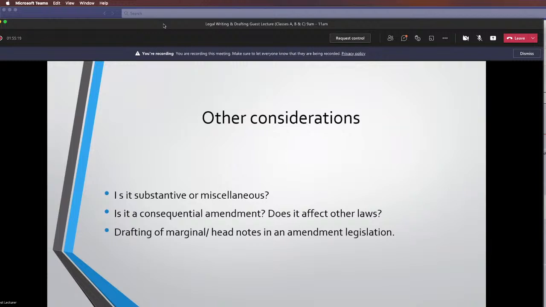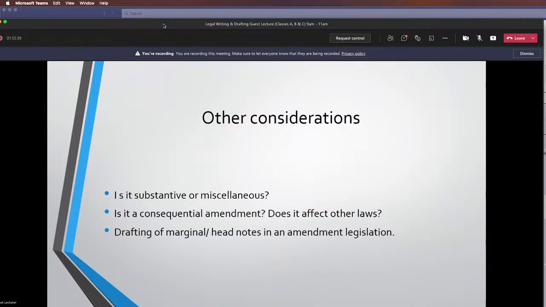We can have land laws amendments. We take all the laws relating to different land statutes and we amend them. Or penal laws amendment: we amend the Penal Code, we amend the Criminal Procedure Code, we amend others. So based on whether it's substantive or miscellaneous, it will inform the nature of amendments that we're going to do.